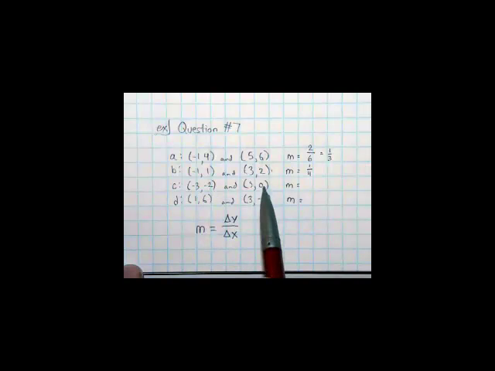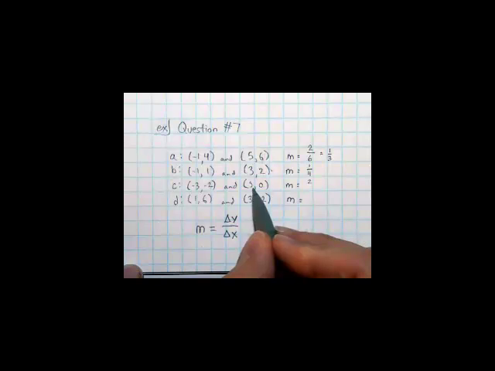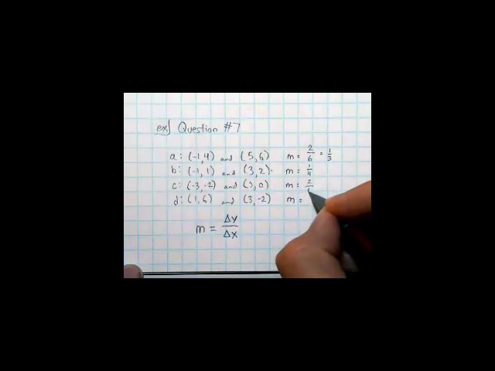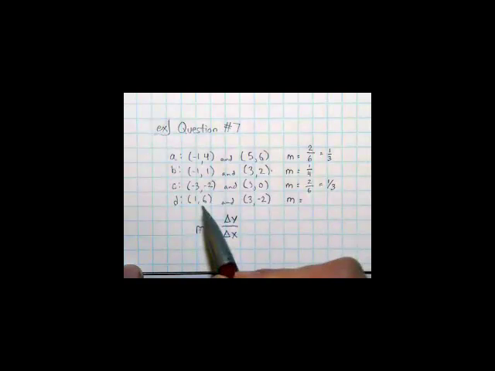-2 to 0. 2. -3 to 3. 6. So 2/6. 1/3. Ooh, we got some parallel lines there. Okay, this one.